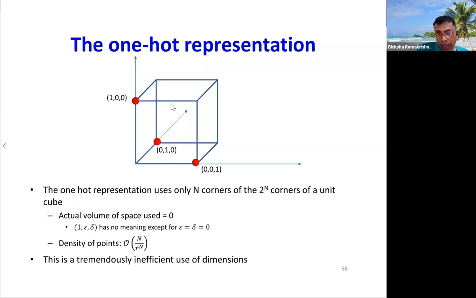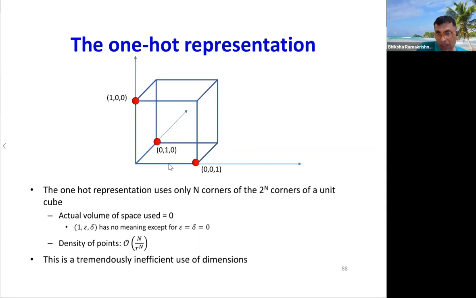So in this gigantic n-dimensional space, you're going to have only n relevant vectors, and they're going to live on the axes, on the corners of the unit hypercube that actually lie on the axes. So if you have a 100,000 word vocabulary, your representation is 100,000 dimensions, but in those 100,000 dimensions, you only have 100,000 vectors, one for each word. And that is clearly a very inefficient use of the space.